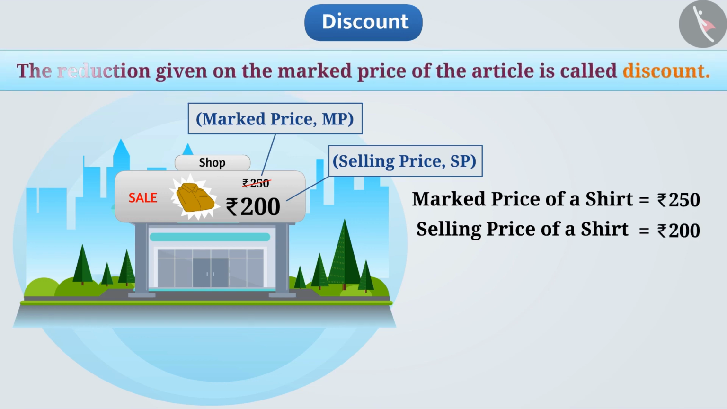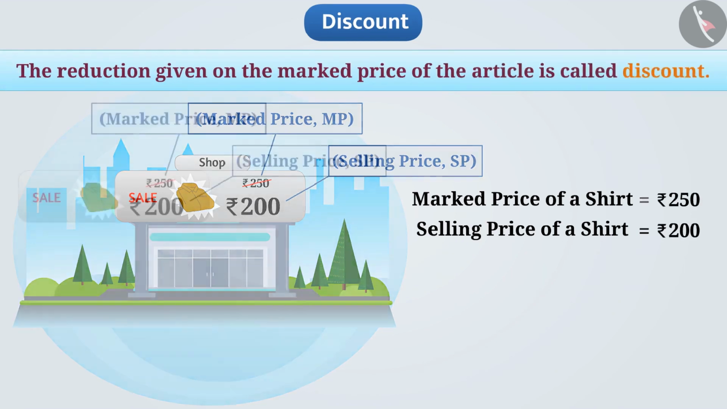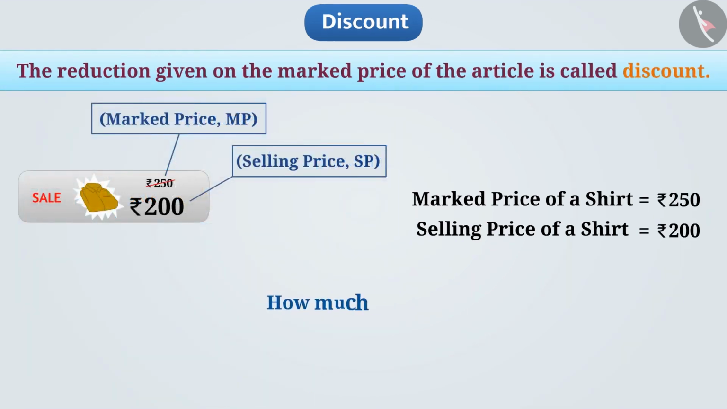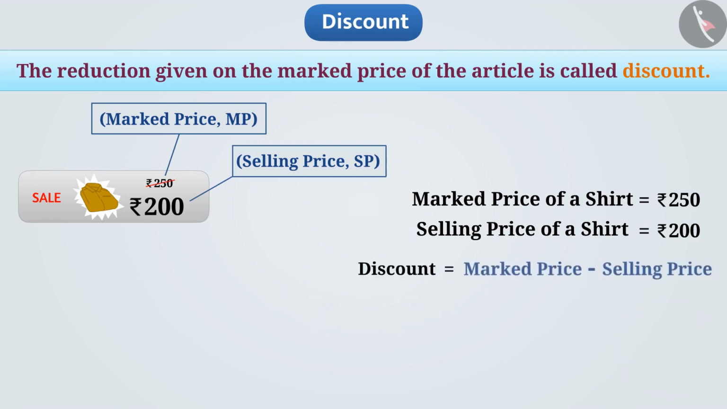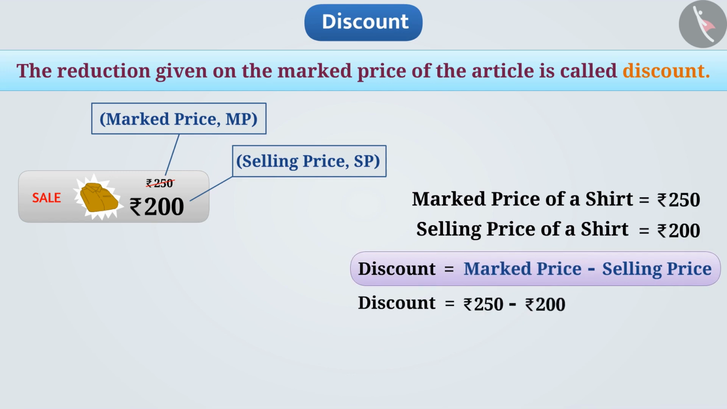The reduction given on the marked price of the article is called discount. Can you tell us how much is the discount here? Think. Let me tell you. We find the discount by subtracting the selling price from the marked price. In this case, discount is equal to marked price 250 rupees minus selling price 200 rupees, which is equal to 50 rupees.